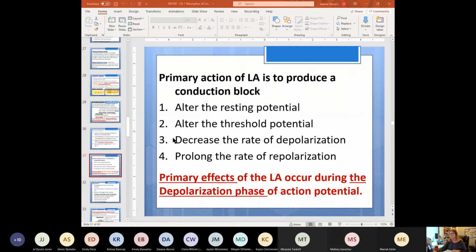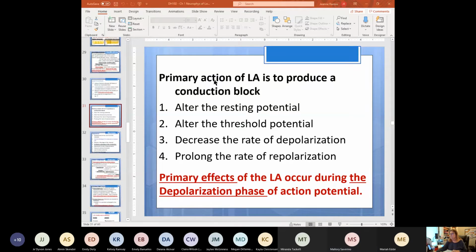It does, and we'll get to that in just a second. So the primary action of local anesthetic is to produce a conduction block. You want to block so that the pain can't go any further to the brain or spinal cord. So you want the local anesthetic to alter the resting potential, and alter the threshold potential.